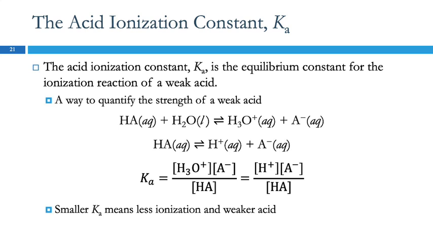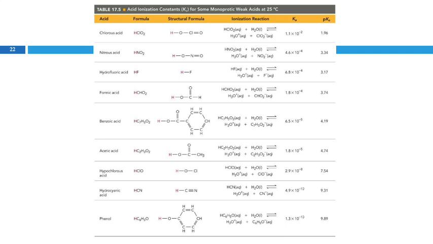If we have an actual strong acid, we can't even write Ka for it because this denominator is essentially 0. Strong acid is understood to ionize completely. So these are some acid ionization constants for some monoprotic acids. These are all weak acids.